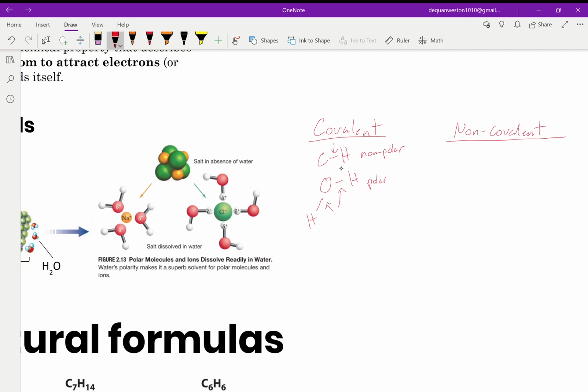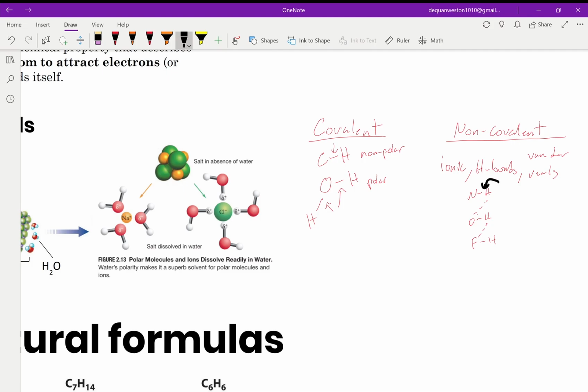In non-covalent, you're going to have ionic bonds, hydrogen bonds, and then van der Waals. So anything capable of hydrogen bonding, the main ones are NH, OH, and FH. And remember, your hydrogen bond is going to look like this. It'll have that dashed line. So those are hydrogen bonds.